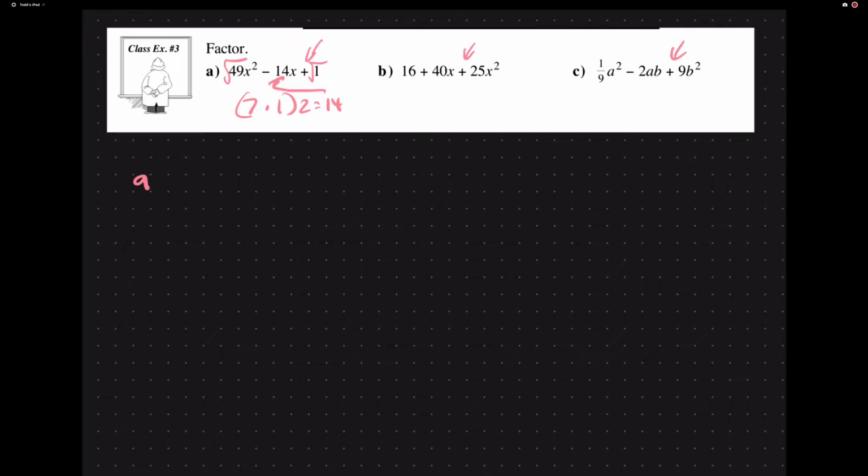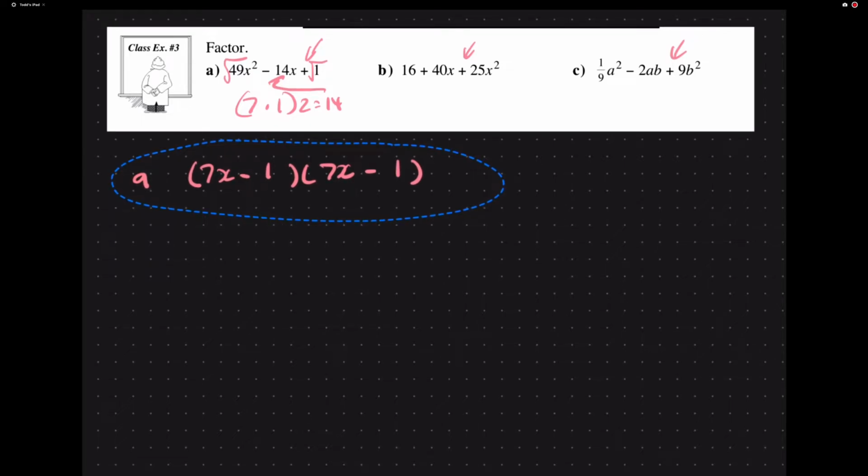So letter A should break down into our two binomials. That will be 7x, 7x. The signs are the same. They are both negative, and they are going to be 1 and 1. And that one is done.